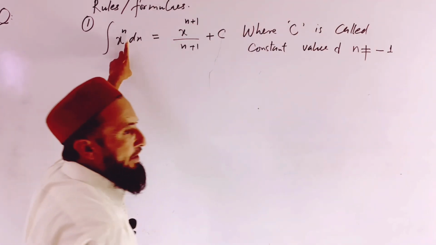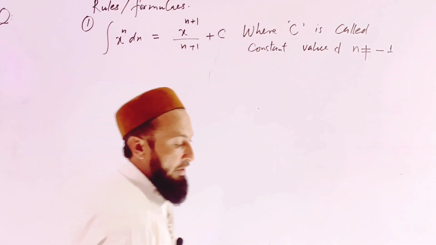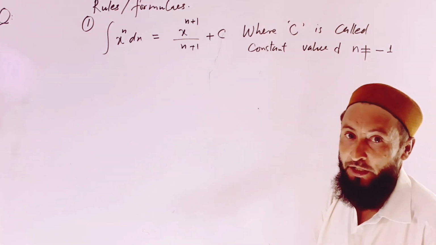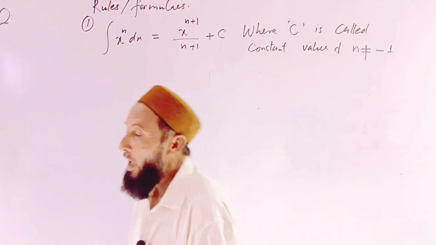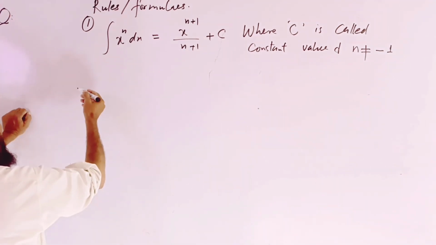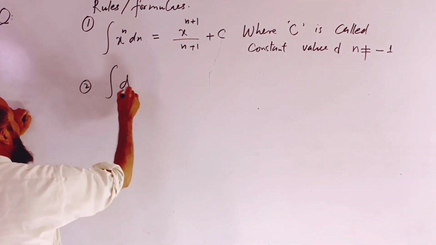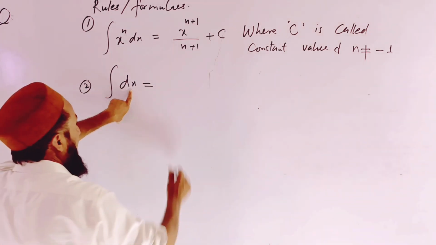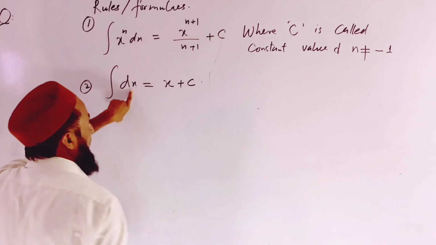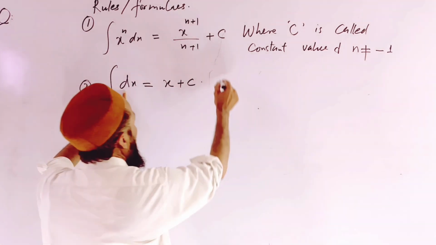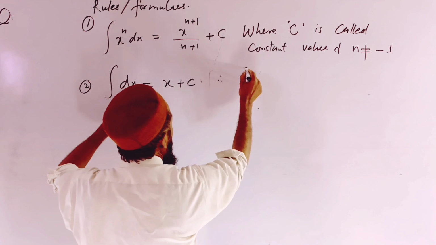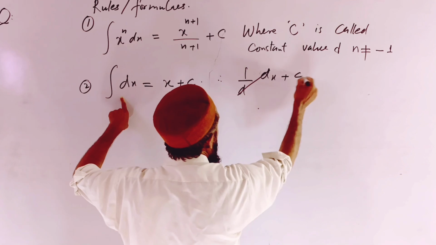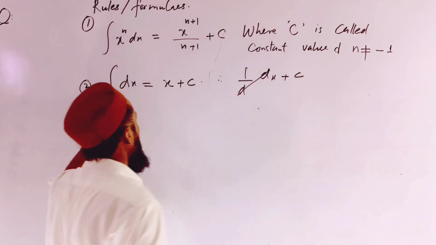We cannot put minus 1 here. If we put minus 1, the result will be undefined. This is called the power rule of integration. The second formula: integration of dx is equal to x plus c, because integration is 1 by d, and d and dx cancel, so the result is x plus c.